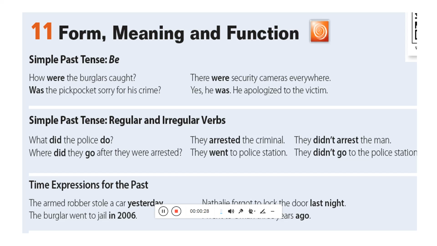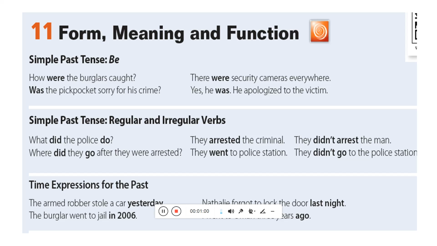Okay, form, meaning, and function. The simple past tense of be. Of course, you know that was and were are the two forms of the simple past of the verb be. معناها كان أو كانوا. How were the burglars caught? There were security cameras everywhere. Was the pickpocket sorry for his crime? Yes, he was. He apologized to the victim.